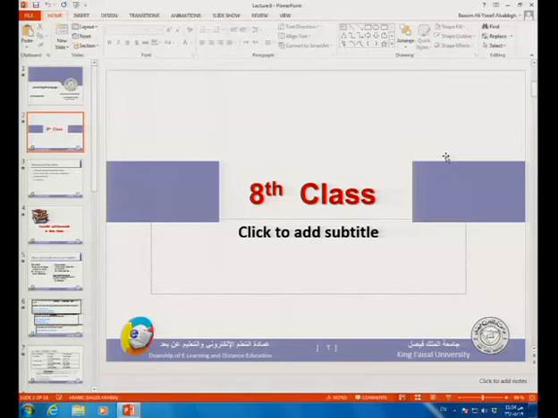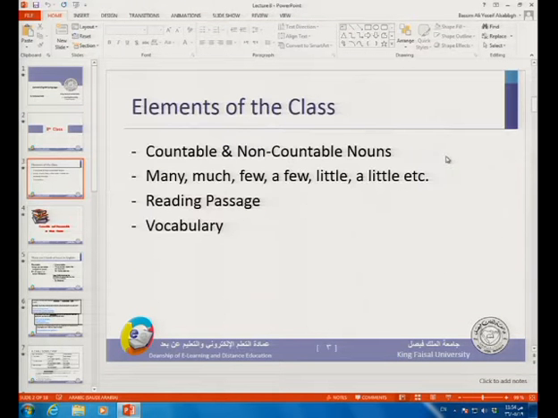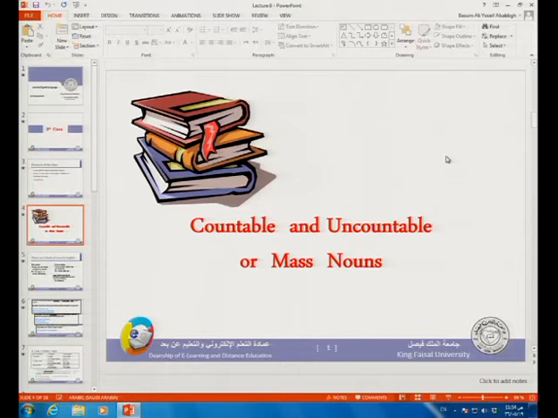Assalamu alaikum. This is our 8th class, and today we'll talk about countable and non-countable nouns. We'll learn how to use many, much, few, and these words.